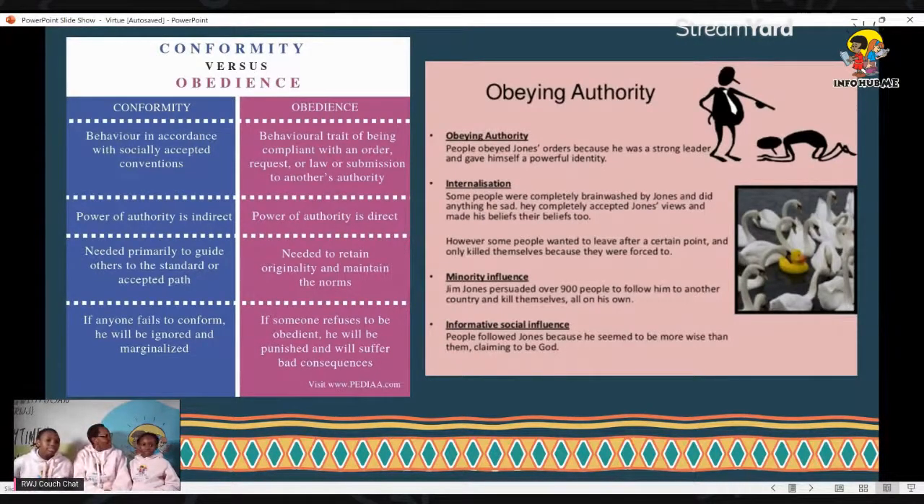But what does obedience mean? Obedience means needed to maintain originality and maintain the norm. So you are maintaining the original. Norms basically means normal laws or rules. Originality is something original, so you keep doing it. So norms and originality are basically synonyms. That's cool. So that means that they are something that you do.